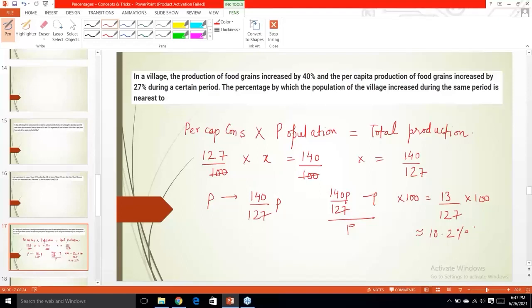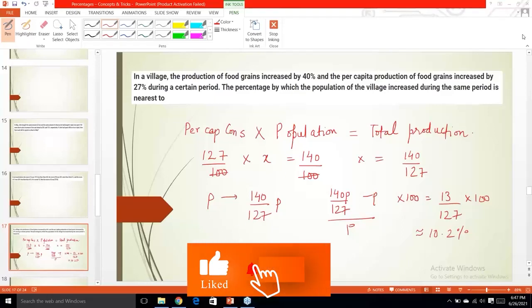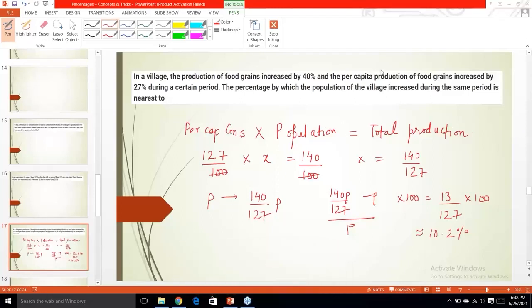Any doubts to anyone? This is the exact concept that we discussed, the variation of product constancy. Is this part clear? Clear to everyone? Should we discuss method 2?